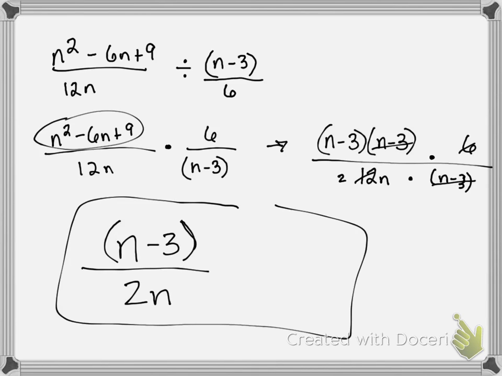So what are our exclusions? Okay, n cannot be equal to positive 3. n cannot be equal to 0. All right, because you can't have a 0 there in the bottom, and you couldn't have a positive 3 there. All right, let's look at one more example.